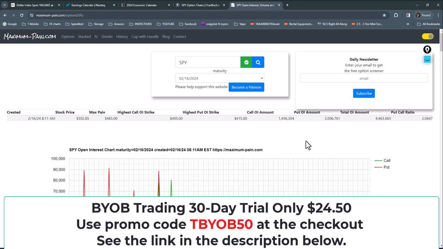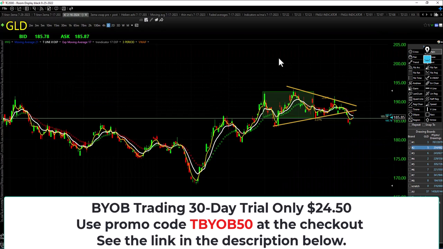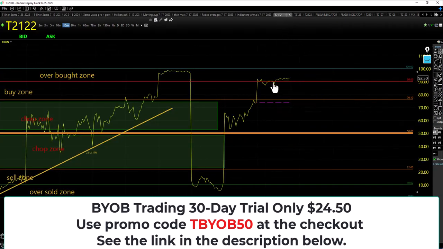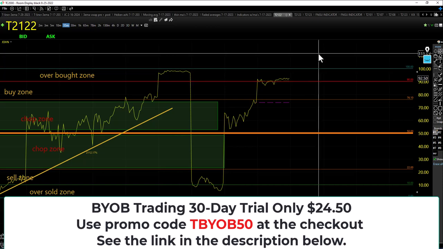I'm expecting kind of more of the same here. Looking at T2122, we're in the overbought zone. I tend to believe we're probably going to stay up here and hang out for another day. So we'll see what happens there.